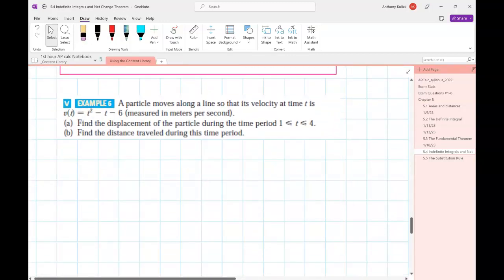So here we have that a particle moves along a line so that its velocity at time t is t squared minus t minus 6. Find the displacement of the particle during the period from 1 to t. And then part B says find the distance traveled during this time. So what's the difference between distance and displacement?